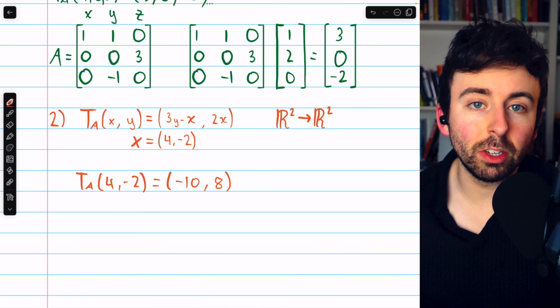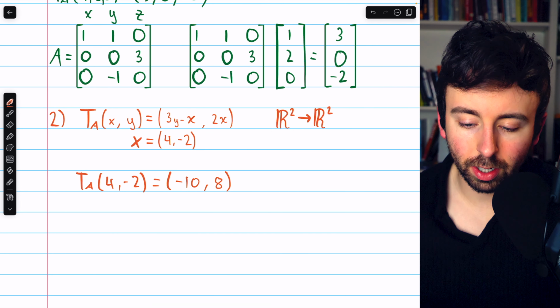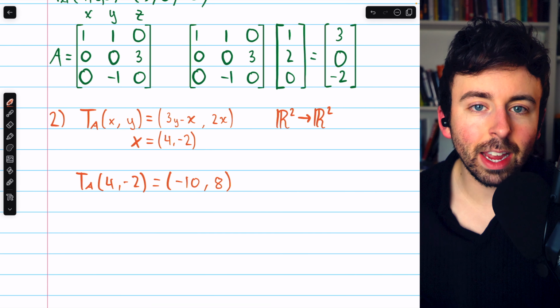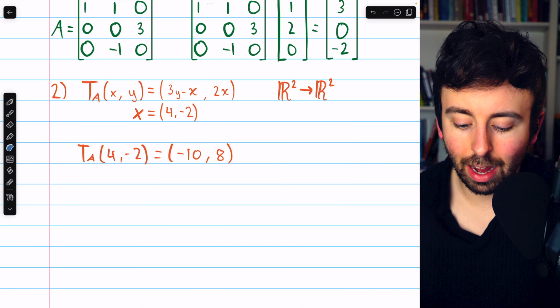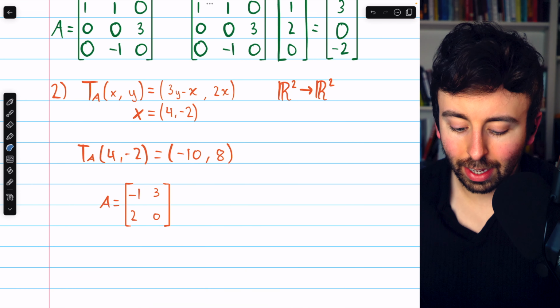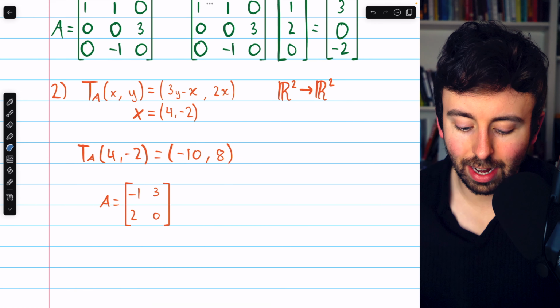That is the image of the vector under this transformation. But we could have accomplished this same thing by using matrix multiplication. All we have to do is find the standard matrix for the transformation. It turns out this is the standard matrix.